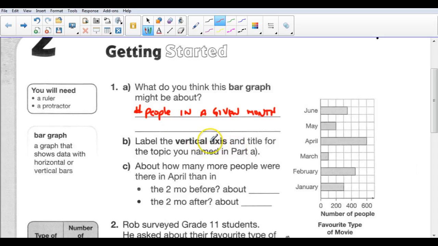Okay, so label the vertical axis. We'll say that this here is the month. So the vertical axis is right here, so we have to have a label for it. You can see the bottom here, it says number of people. So this is month of the year from January to June.